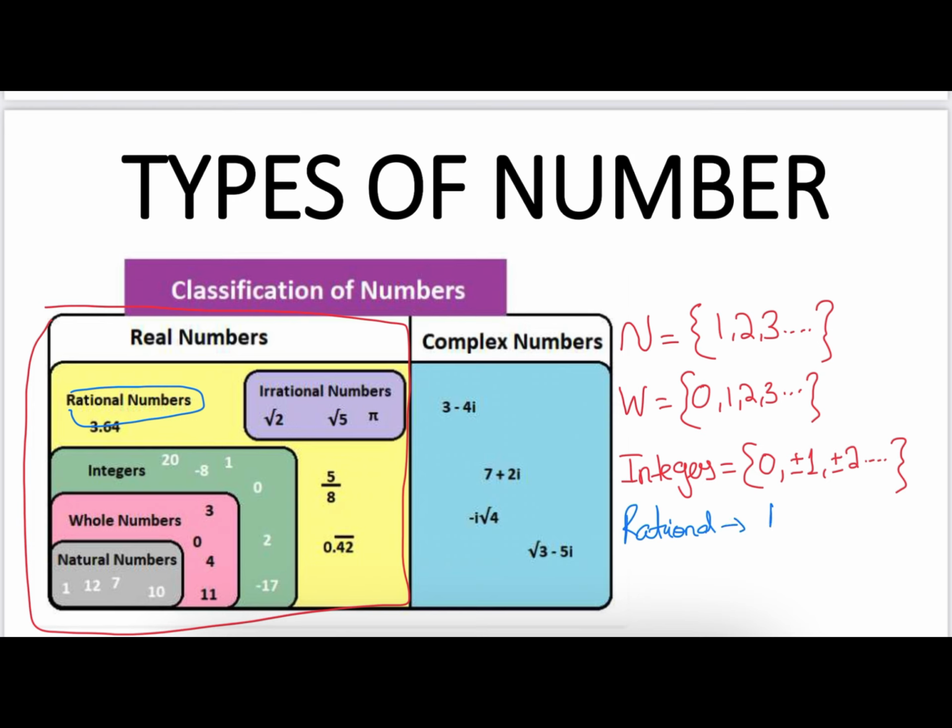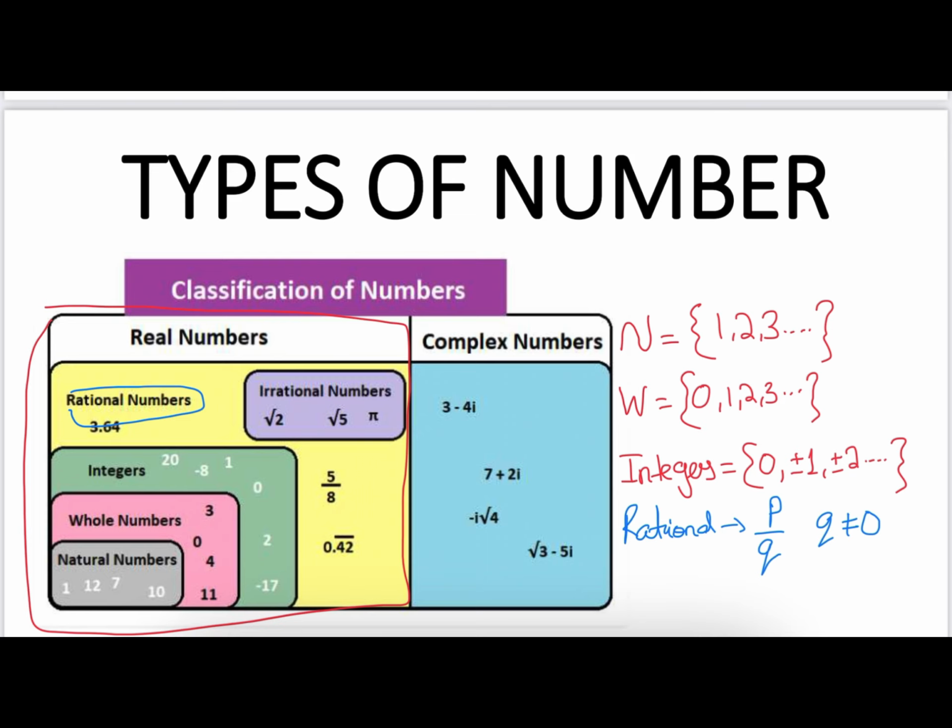So we can write rational numbers like this: p upon q. For example, p and q are integers, so a rational number can be expressed as a fraction of two integers or an integer. Remember that q must not be equal to 0, because if 0 is in the denominator then it will be infinity. So remember that a rational number can be written as an integer or a fraction of two integers. This is the very basic definition of a rational number.